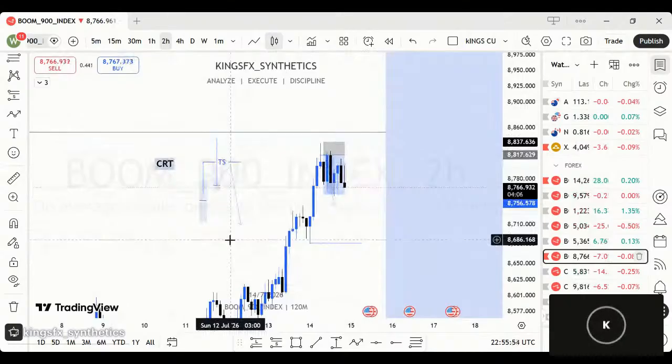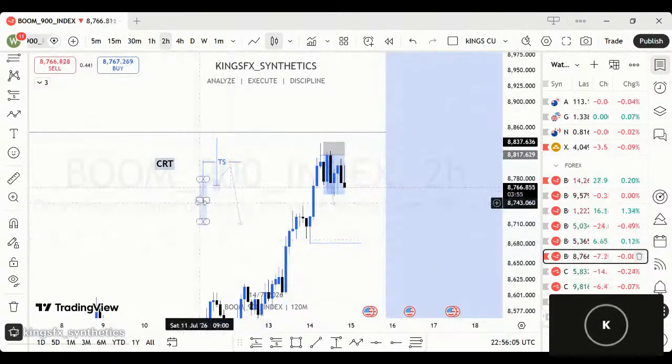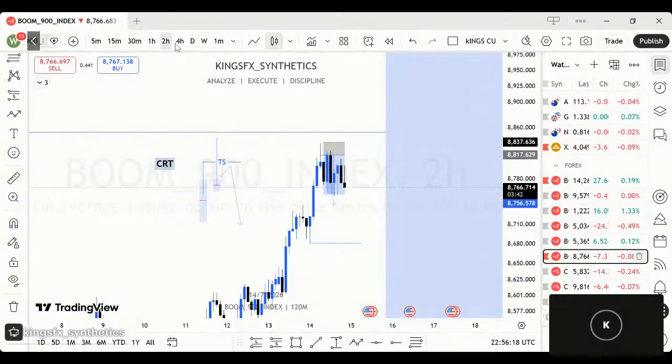For the candle formation, you basically want to see the CRT formation on a higher time frame. I recommend the minimum time frame you should ever check for a CRT should be 1 hour. I rarely use 1 hour. I always speak from 2 hours to weekly: 2 hours, 4 hours, daily and weekly. So I don't use lower time frames for CRT.